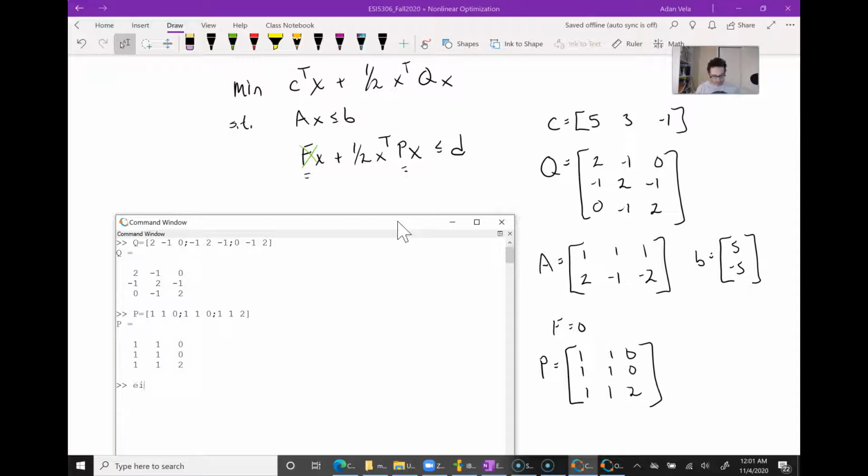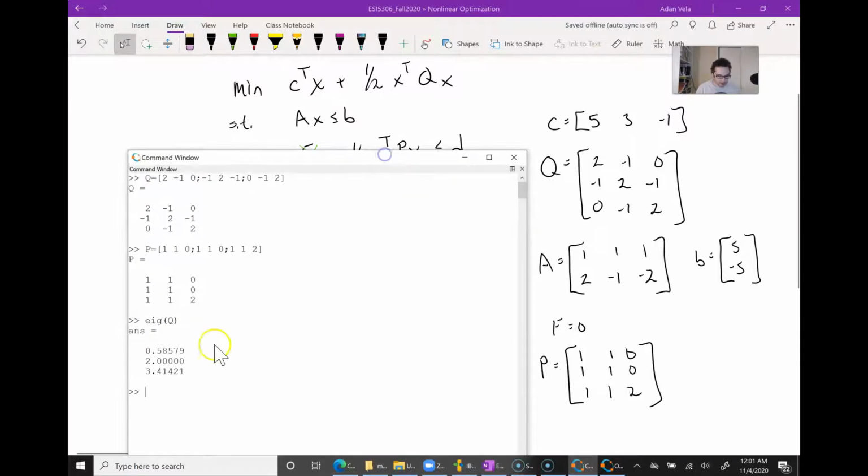Okay, so the first thing we want to check are the eigenvalues for Q and for P. What you can see is if we look at the eigenvalues, all these values are greater than 0. So that tells us, in fact, that Q is convex, or positive semi-definite, and our objective function will be convex. In terms of P, we can take the eigenvalues of that. And again, these are all non-negative, right? So the 0, 2, 2. So we're positive semi-definite.